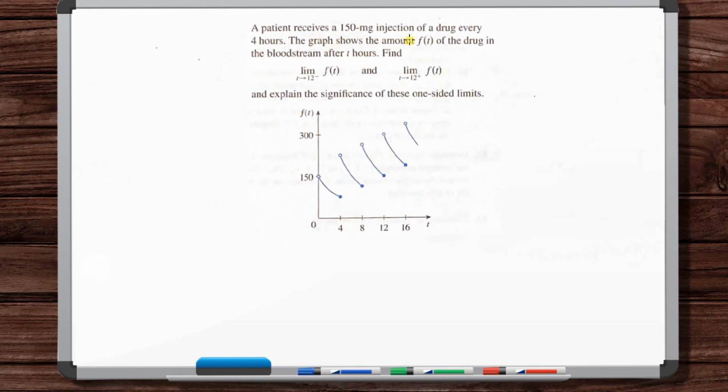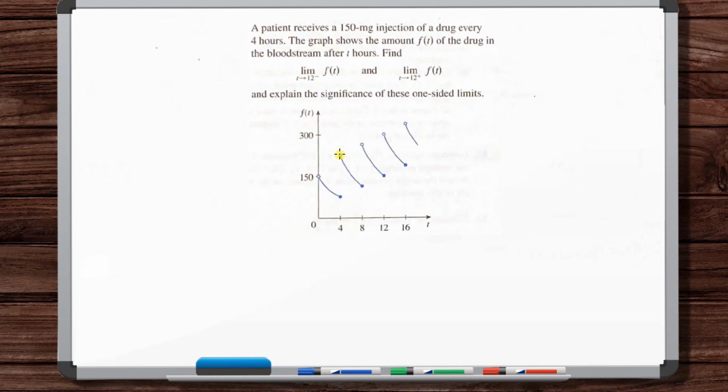Okay, so this problem says that a patient receives a 150 milligram injection of a drug every 4 hours. The graph shows the amount f(t) of the drug in the bloodstream after t hours. Find the limit as t approaches 12 from the left of f(t) and the limit as t approaches 12 from the right of f(t), and explain the significance of these one-sided limits. So all this problem is trying to do is to get you to think of the concept of a limit in real life.